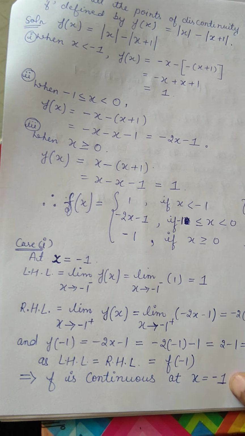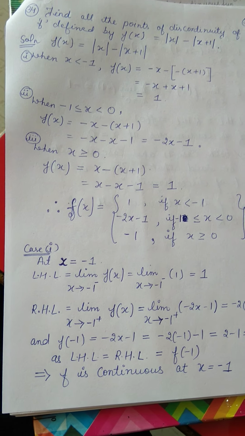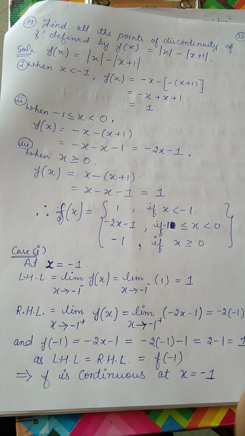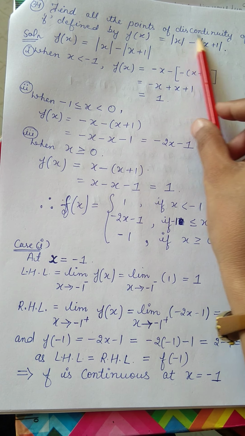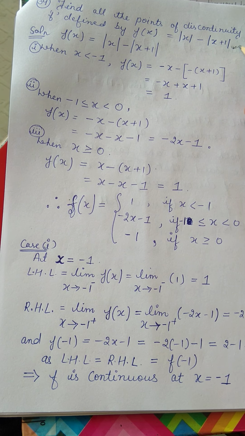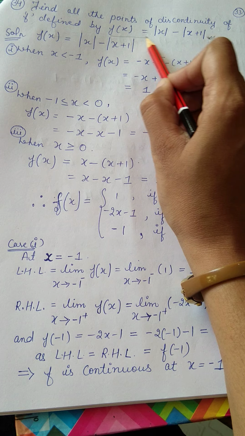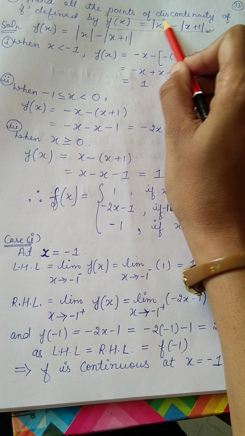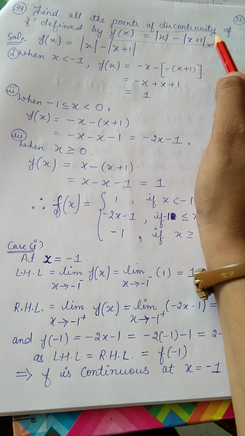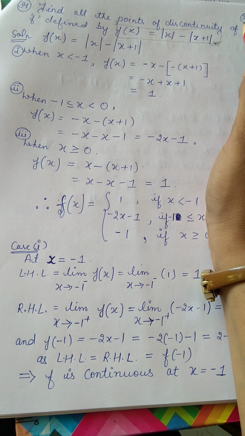What is your next question बच्चे? Your next question is question number 34. Now in this question, find all the points of discontinuity of this. You have to find where this function is discontinuous. What we have to find, ये function जो है f(x) is equal to this, ये कहाँ पर discontinuous है. Discontinuous means ऐसे कौन से points हैं जहाँ पर ये continuous नहीं है.